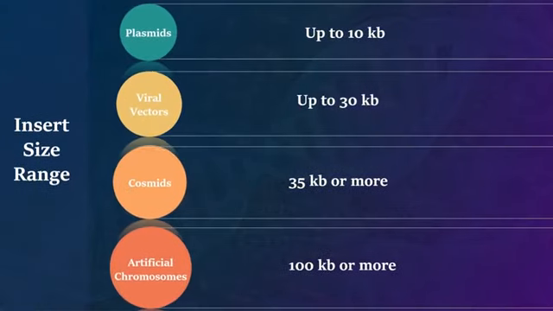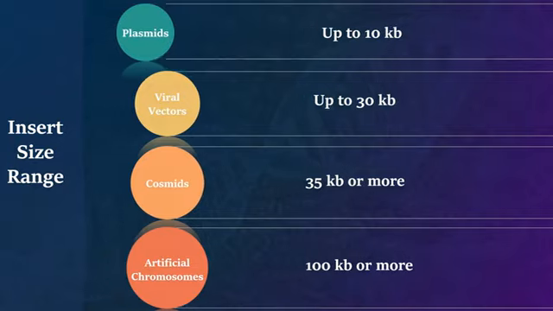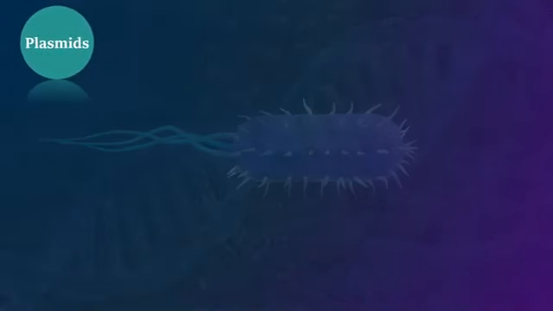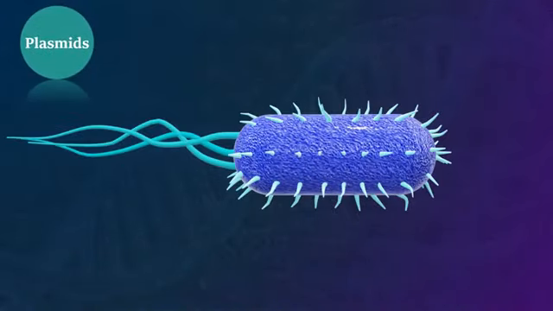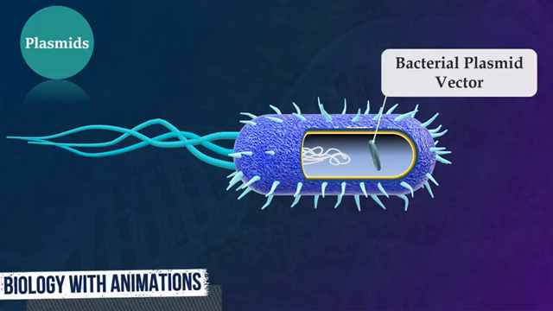The selection of a vector depends on the size of the insert DNA. In the case of large DNA molecules, artificial chromosomes can be used. Indeed, plasmids are the most commonly used. They are small, circular DNA molecules found in a variety of microorganisms, notably bacteria.